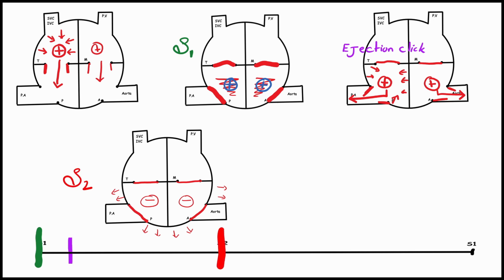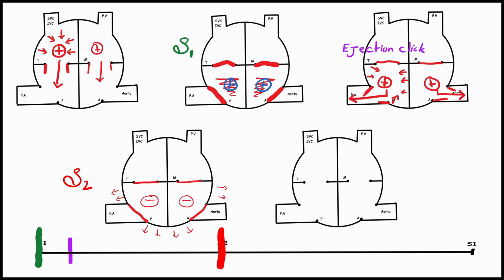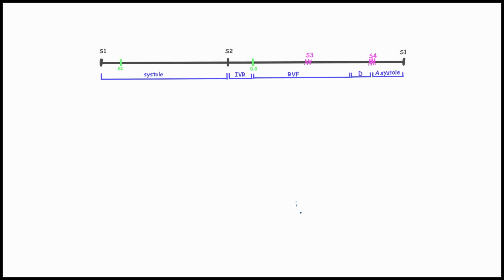In the next few milliseconds, due to ventricular relaxation, the pressure in the ventricle decreases. This causes the opening of the mitral and tricuspid valves and blood flows into the ventricle. This phase is called rapid ventricular filling. Due to the opening of the mitral and tricuspid valves, we hear the opening snap sound. Okay, let's see some pathologies.